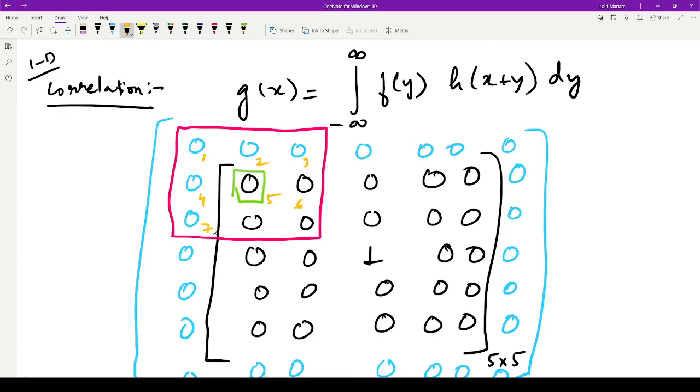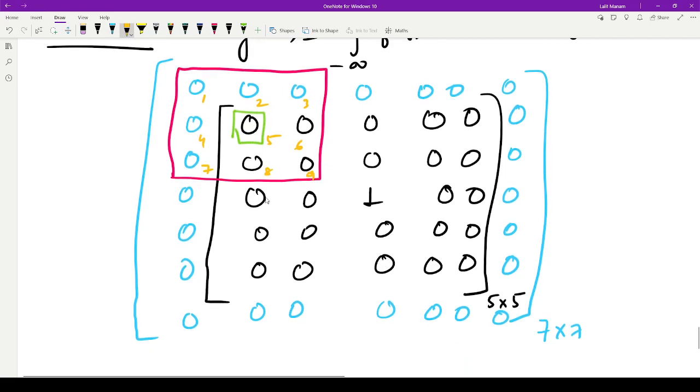So we'll exactly place the same filter values like this. Why? Because it's a correlation. If it's convolution, then how will it be? That we'll see later. We'll first solve this question. Given this, we'll place it here. It gives us zero. Next, we'll place it here. It will give a zero. Here gives zero. Again, we'll go through each of this.